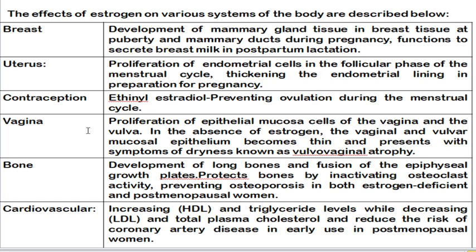And in the vagina, estrogen is involved in proliferation of epithelial mucosal cells of the vagina and vulva. If estrogen is absent in a particular female, or its level is reduced, the vaginal and vulval mucosal epithelium will become thin, with symptoms of dryness. In bone, estrogen helps in forming long bones as well as fusion of the epiphyseal growth plate.